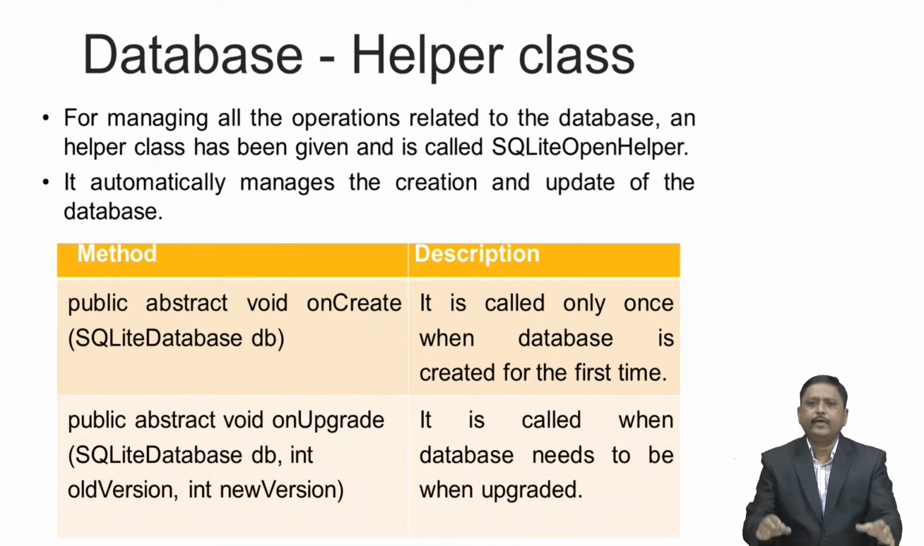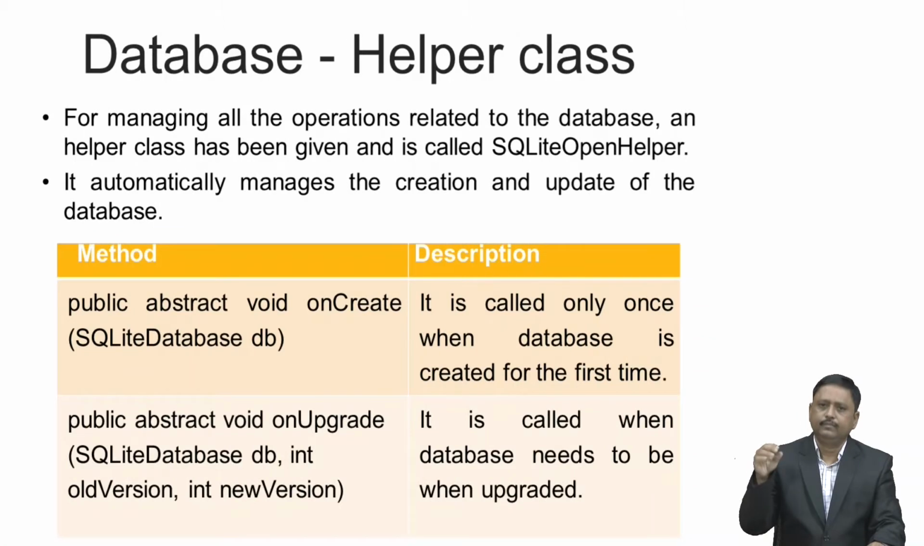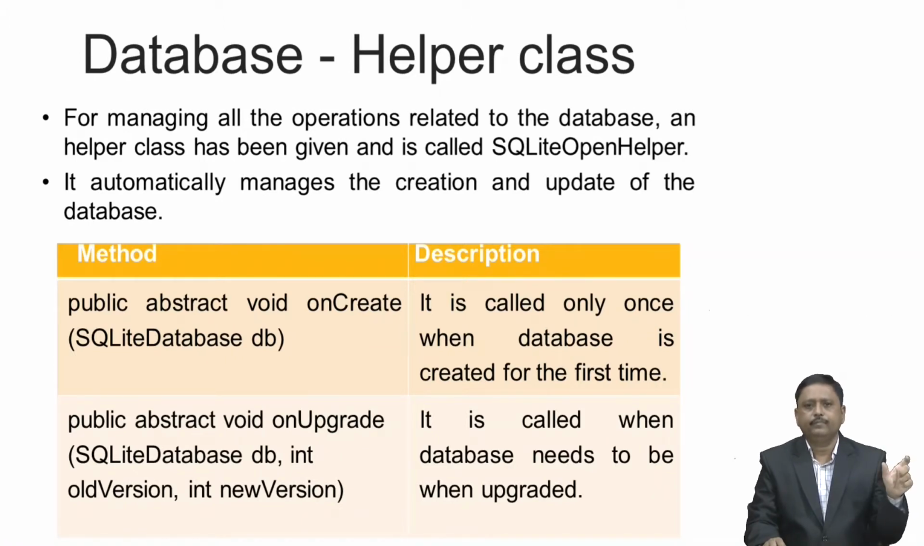Generally, it provides two methods. The first method is the onCreate method. Inside the database helper class, you define two methods. First is called onCreate and it takes an argument as a SQLiteDatabase, and it is called only once when the database is created for the first time. So, onCreate is responsible for creating the database that you have specified.